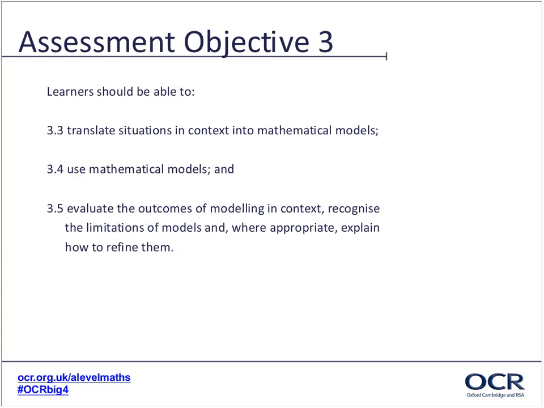So this is what Assessment Objective 3 says. Because we're going to look at some assessment items, these are the three strands. We have translating situations in context into mathematical models, so setting models up. That does include setting up standard models, so extracting from context a force, an acceleration, a mass, setting up an F equals ma type thing. Using mathematical models is the main chunk of it, which is using given or set up models. And then 3.5 is really the difference in the new specification. 3.5 is about evaluating the outcomes of modelling in context, recognising the limitations of models, and, where appropriate, explaining how to refine them.